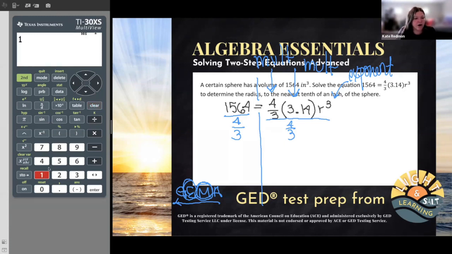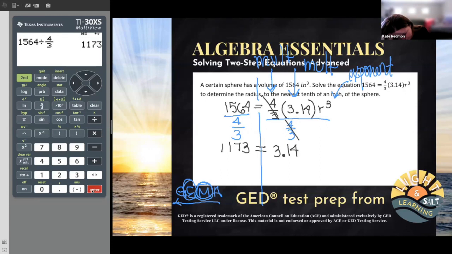So I'm going to do 1, 5, 6, 4, and then I'm going to divide by, I'm going to use the n over d for that fraction, 4, arrow down to 3. If your fraction bar doesn't look nice and horizontal like that, if yours is diagonal, it means you're in the wrong mode. Switch to MathPrint mode. So I press enter and I get 1173, and that's going to be equal to what? Well, 4/3 and 4/3 cancel. So it's going to be equal to 3.14 r cubed.